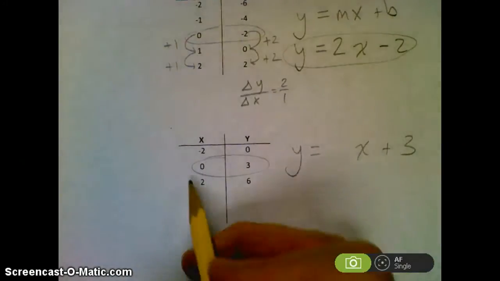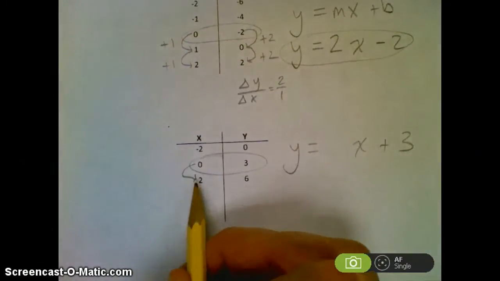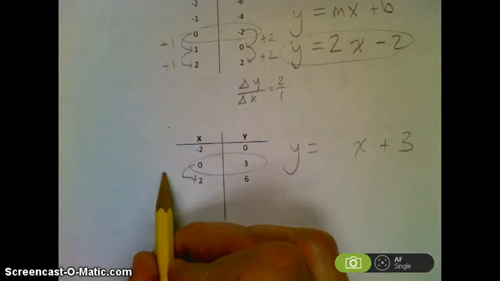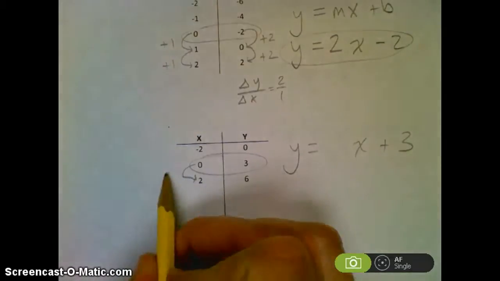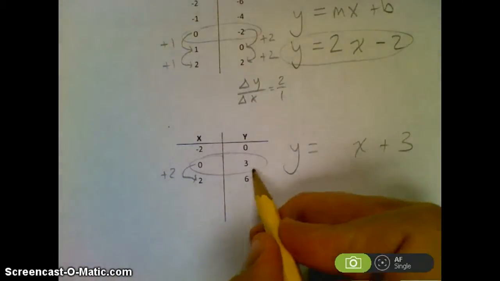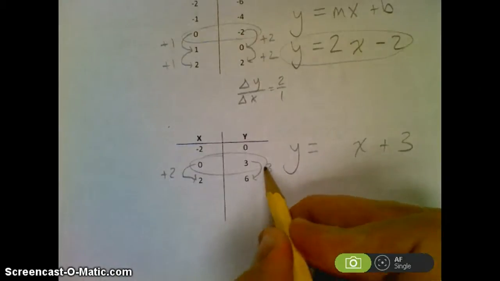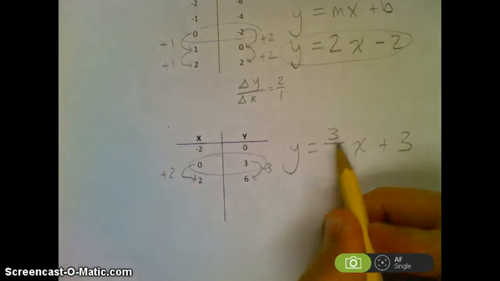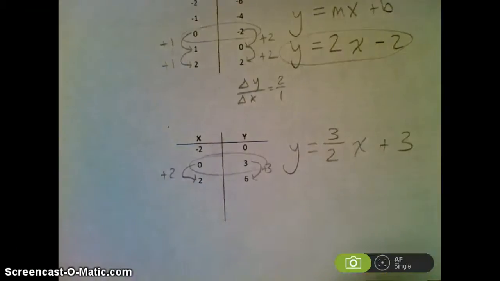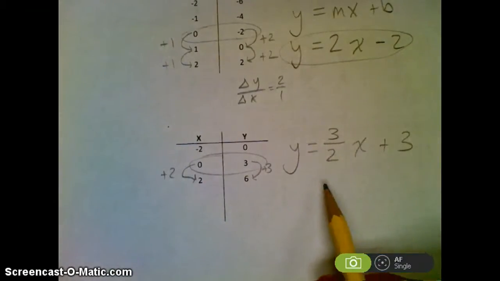And when we're looking for slope, from 0 to 2 here, from this point to that point on the graph, when we add 2 to x, we add 3 to y. So our slope would be the change in y over the change in x, which would be 3 over 2x.